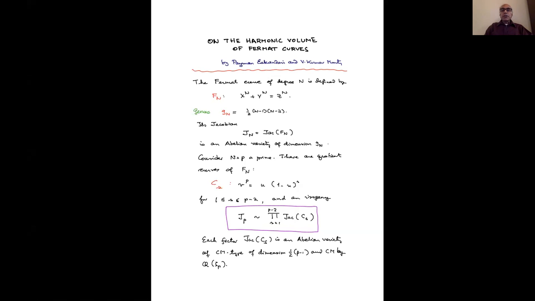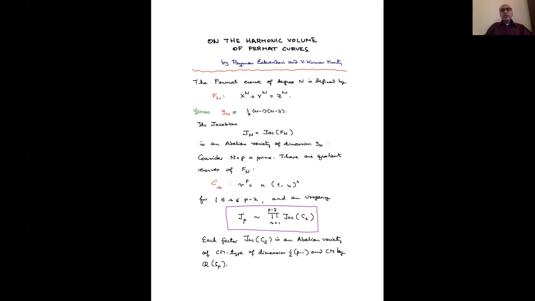So firstly, to start things off, the Fermat curve is this curve in P2, the projective plane, given by the equation x to the n plus y to the n equals z to the n. It's a curve of genus 1/2 (n-1)(n-2). And we may take its Jacobian, which is an abelian variety of dimension equal to the genus of the curve. So it's a big abelian variety.